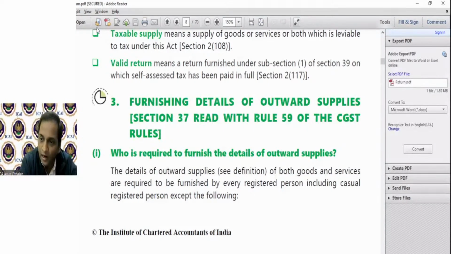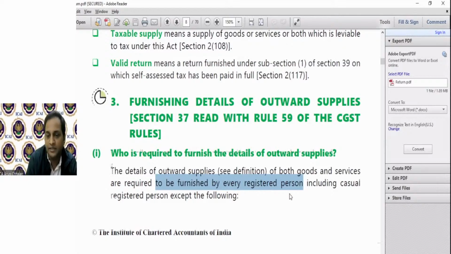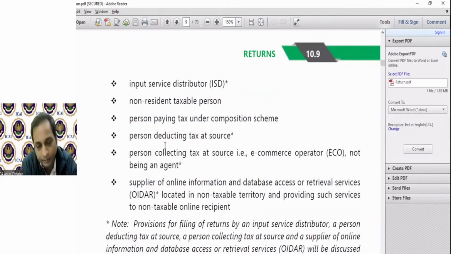Furnishing details of outward supply, that is GSTR-1, section 37 read with rule 59. Who is required to file the details of outward supply? The details of outward supply, whether it is goods or services or both, are required to be furnished by every registered person registered under the regular tax category, including casual taxable person, except the following persons. An input service distributor is not required to file the GSTR-1. A non-resident taxable person is not required to file the GSTR-1. A person paying the tax under composition scheme, TDS or TCS or OIDAR.